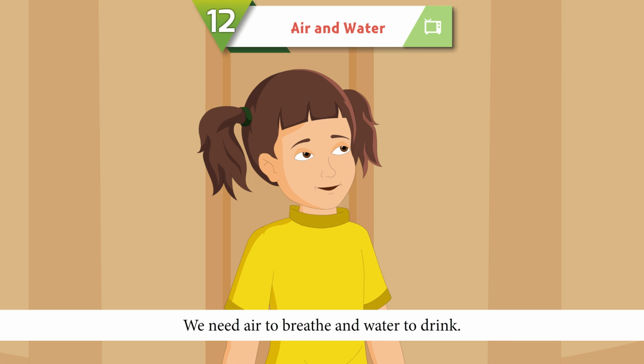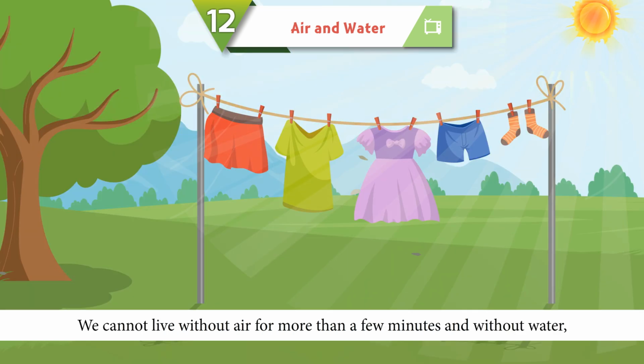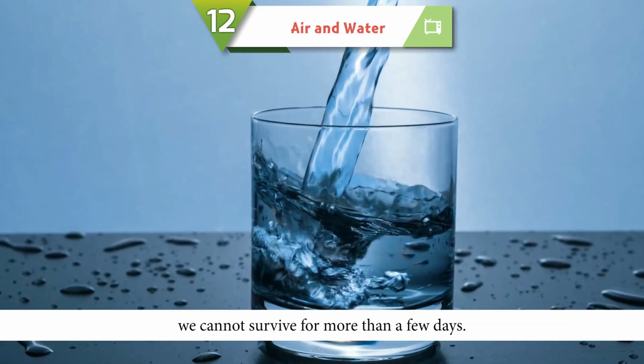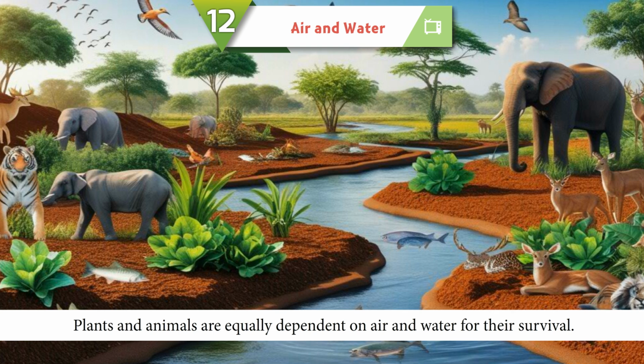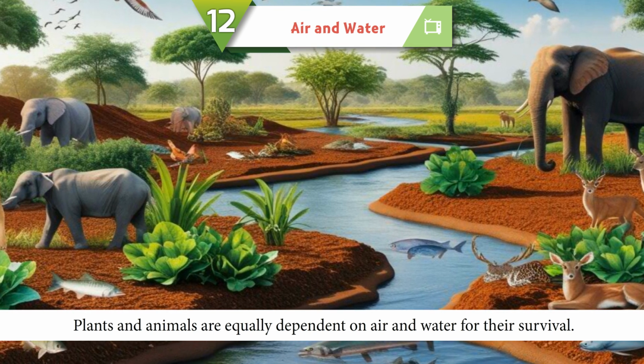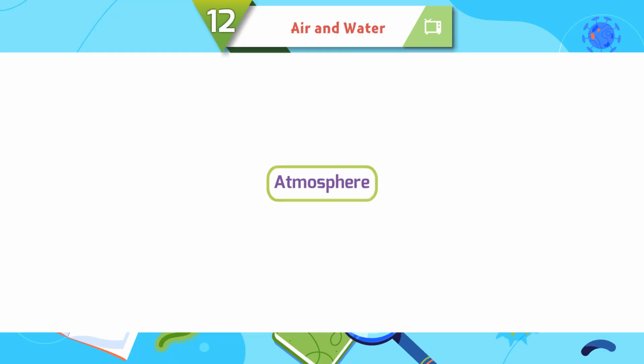We need air to breathe and water to drink. We cannot live without air for more than a few minutes, and without water, we cannot survive for more than a few days. Plants and animals are equally dependent on air and water for their survival.